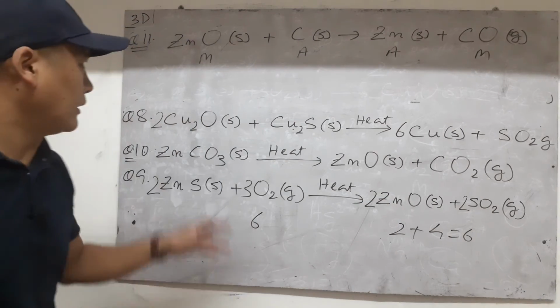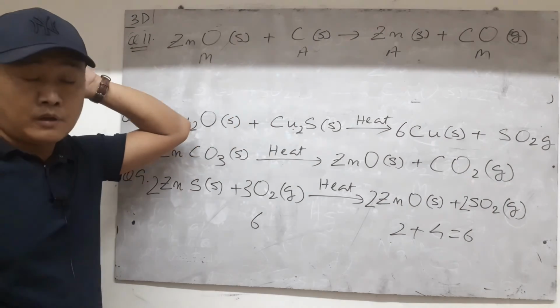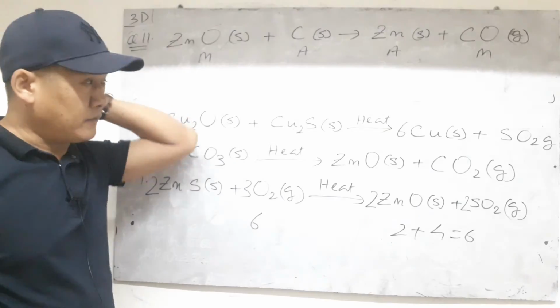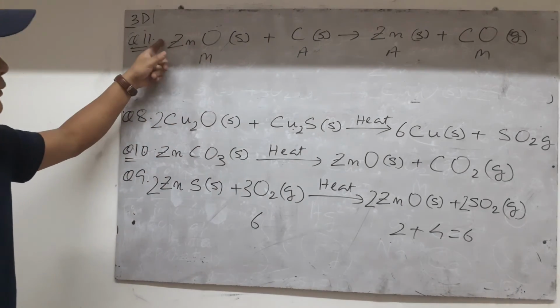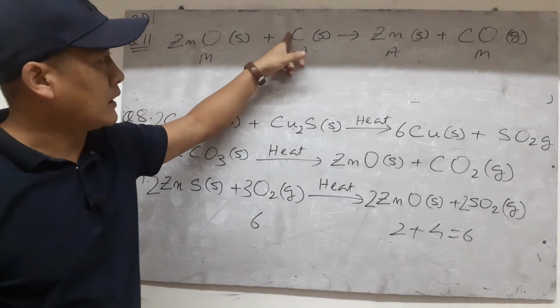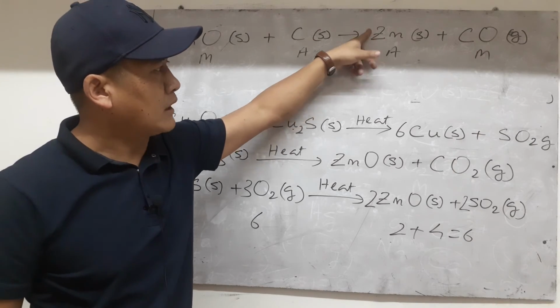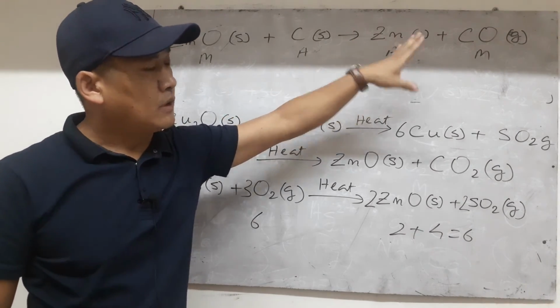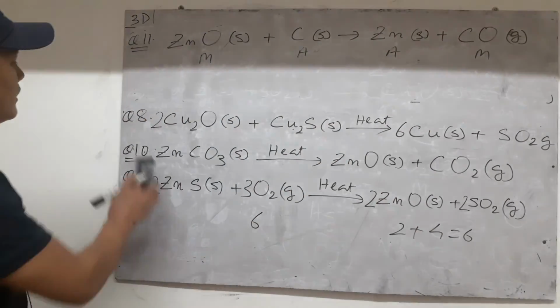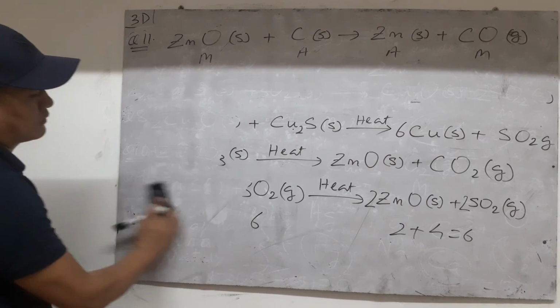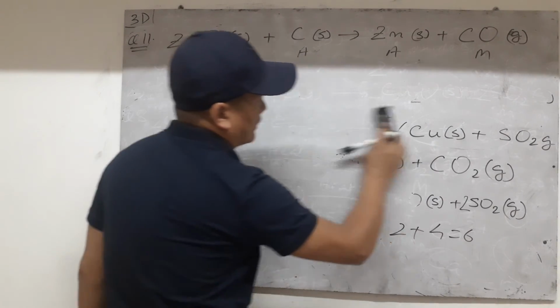No need to write, okay? All this M, A and all. I'm writing it for you to listen and understand and for me to explain. Now, 1 molecule of zinc oxide on heating with 1 atom of carbon yields or gives 1 atom of zinc and 1 molecule of carbon monoxide. One more question, the last one, 12. So let us do that.